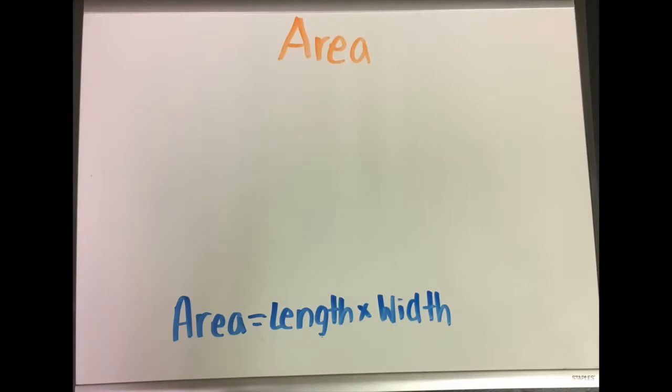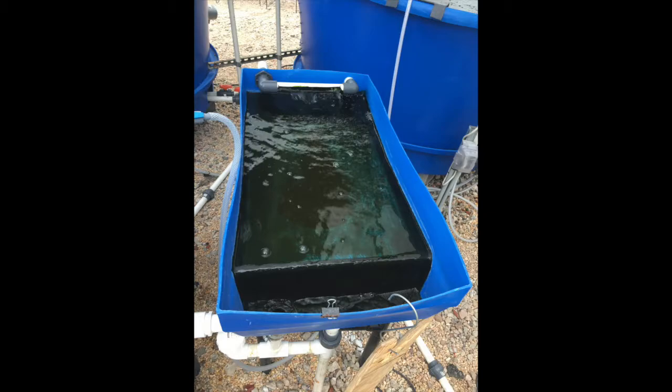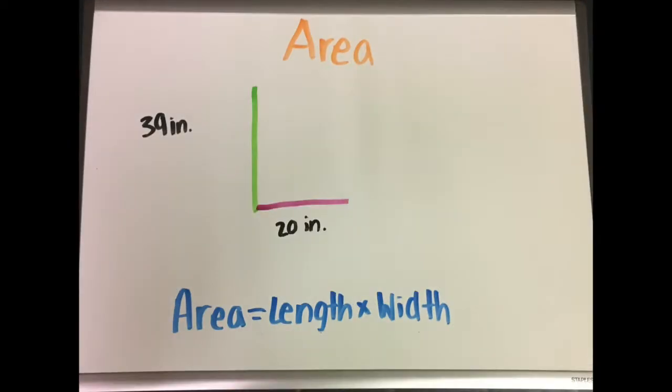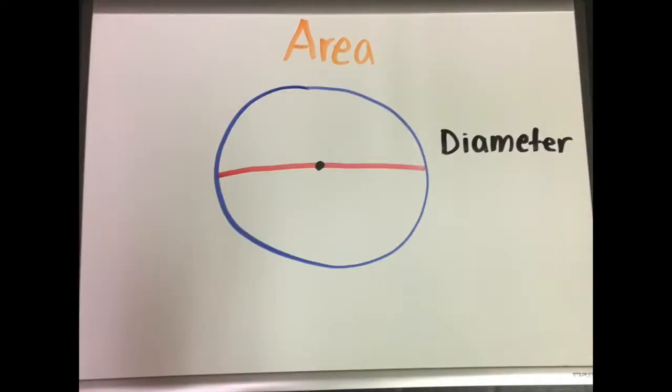Finding the area of a rectangle is very similar. You multiply the length by the width, but in a rectangle, the length and the width are different, so you can't just square a side. The physical filter is 39 inches long by 20 inches wide, so 39, the length, times 20, the width, is 780 inches squared.